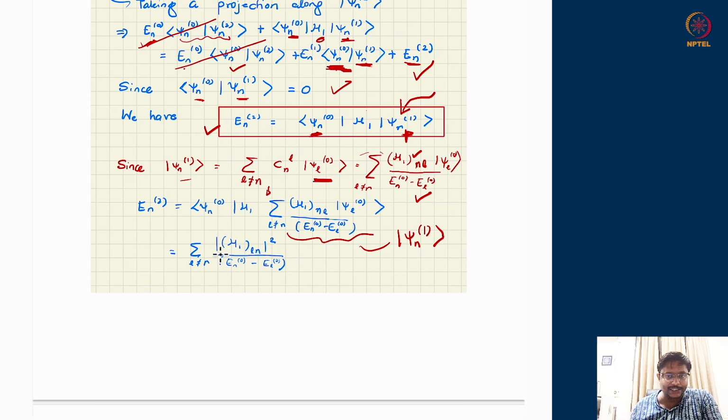So now you see there is an H1 which is an operator, and there is this H1_nl which is a number. This is an operator squeezed between two states. Remember, H1_nl meant psi l0 H1 psi n0.